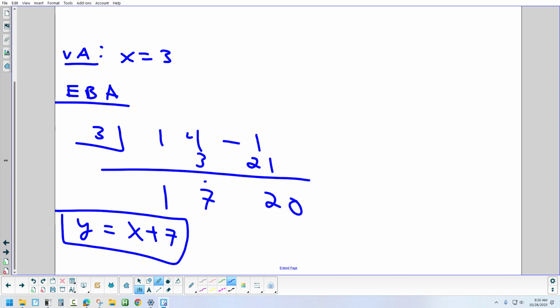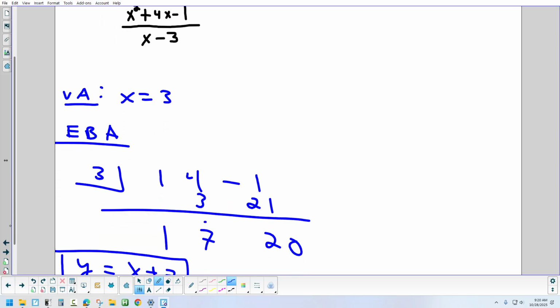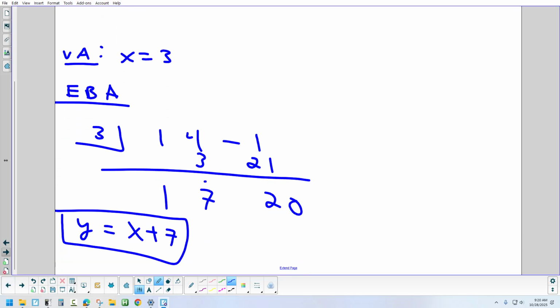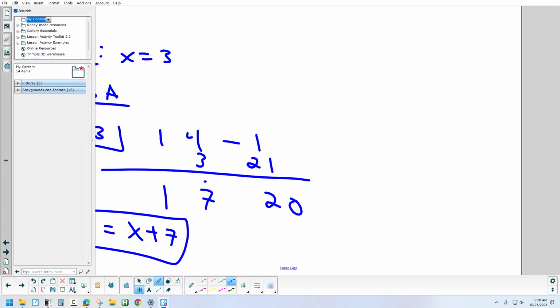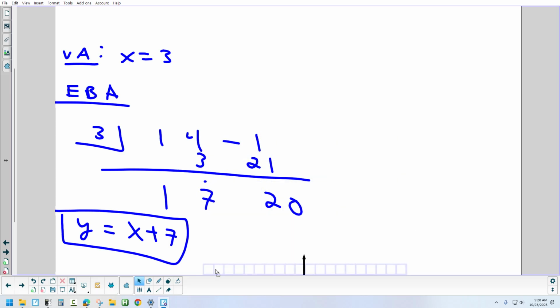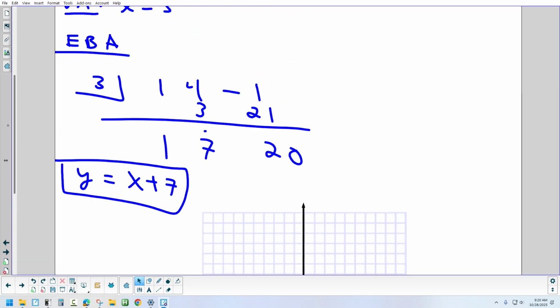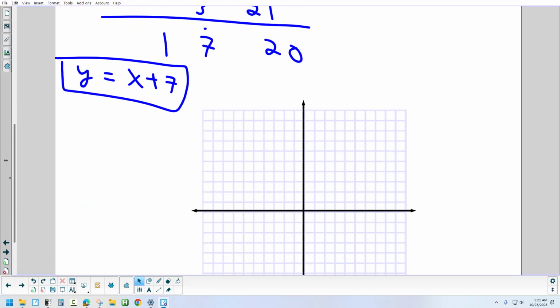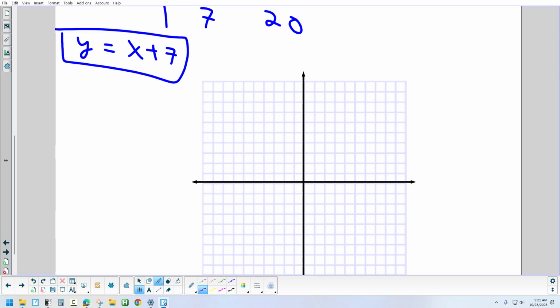Okay, so let's sketch that. How do I want to do this? Let's get a piece of graph paper. All right, let's start with the vertical. X equals 3. Okay, can we cross that vertical line? No, never cross a vertical.